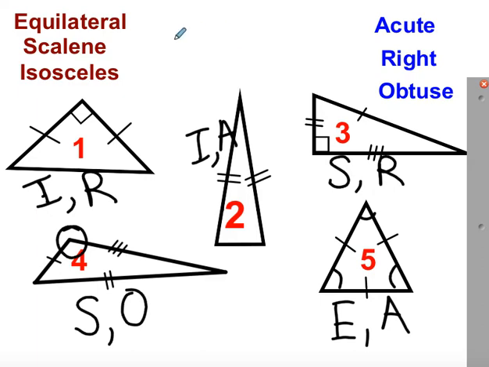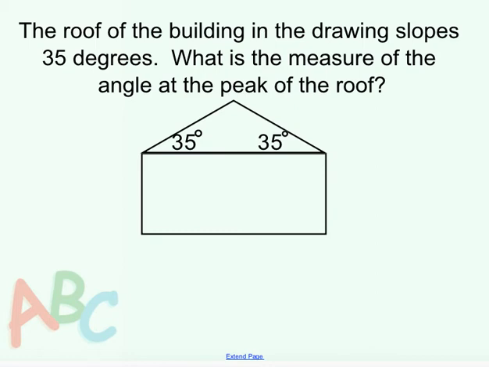Okay. So we can classify a triangle in a couple different ways. The roof of a building in the drawing slopes 35 degrees. What's the measure of the angle at the peak of the roof?